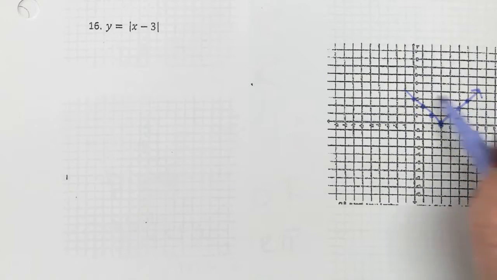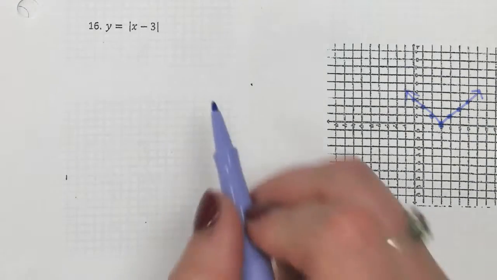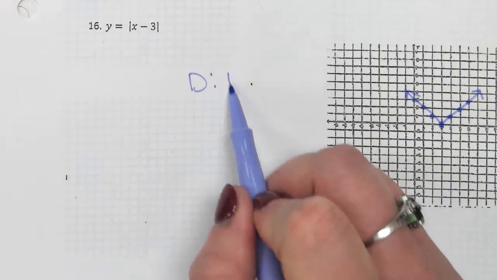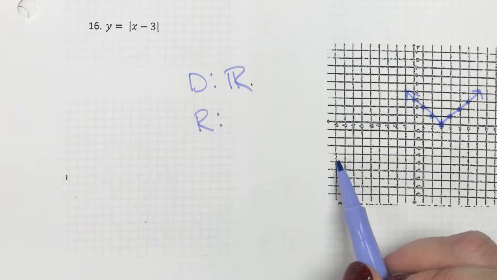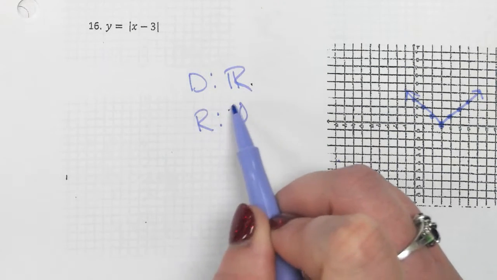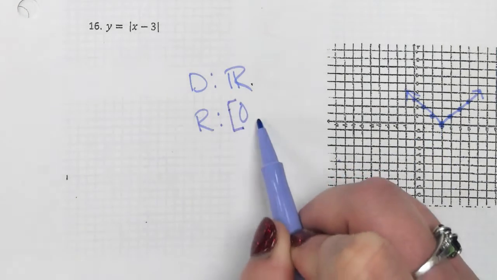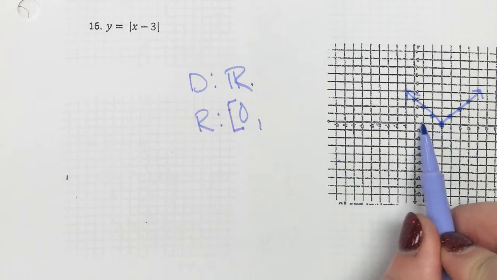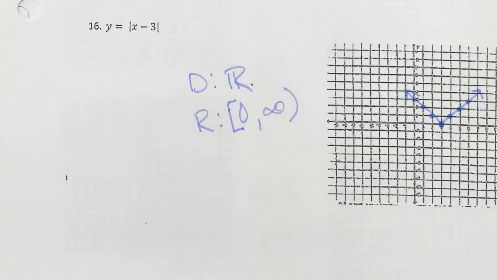Y'all okay? Alright. What would be the domain on that graph? Just for giggles, let's make sure we remember how to do that. All real numbers. What would be my range? 0. Bracket or parentheses? Bracket. It actually hit at 0. That actually has an x value of 0. Then where's it go up to? There you go.